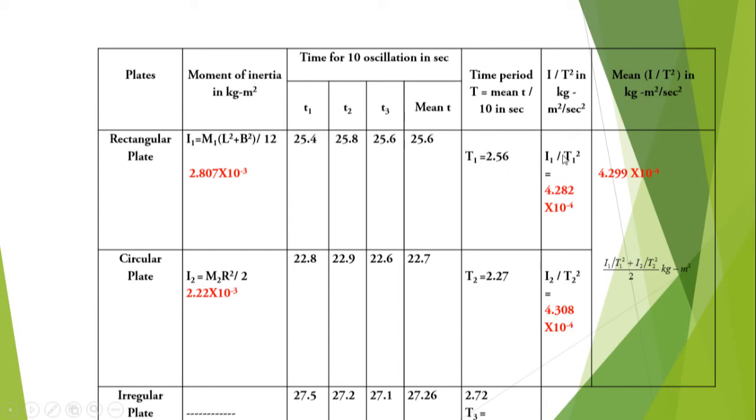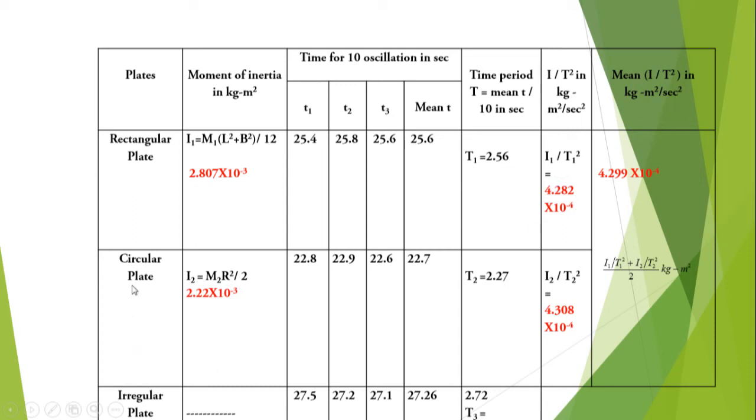Okay, this is T1, and this is I1 and this is T. Take I1 by T1 squared. This is the value, 4.282 into 10 raised to minus 4 meter square per second square. This is the I by T square for the rectangular plate.